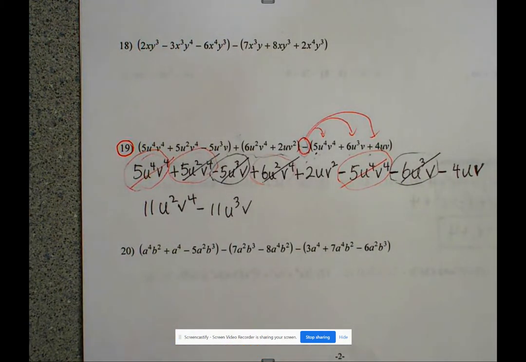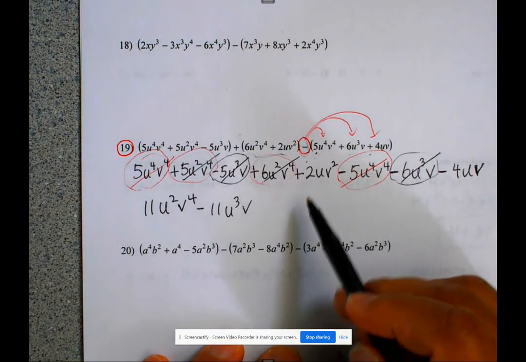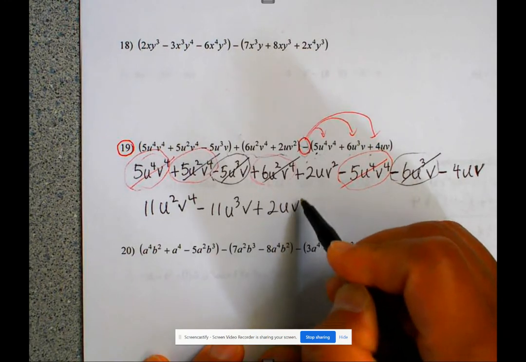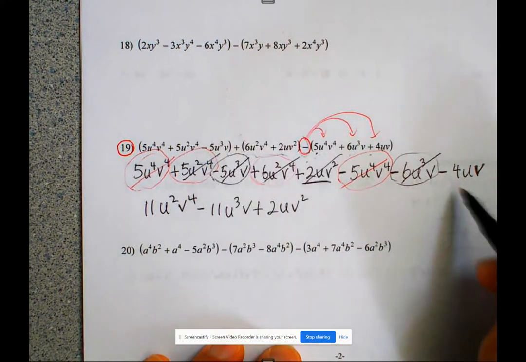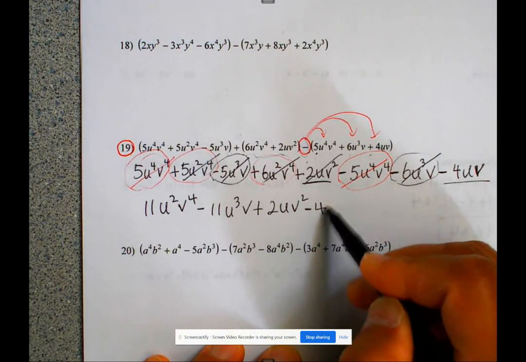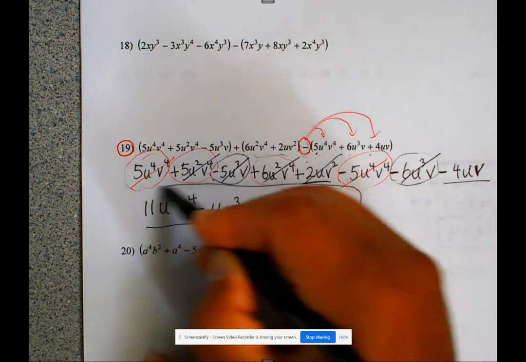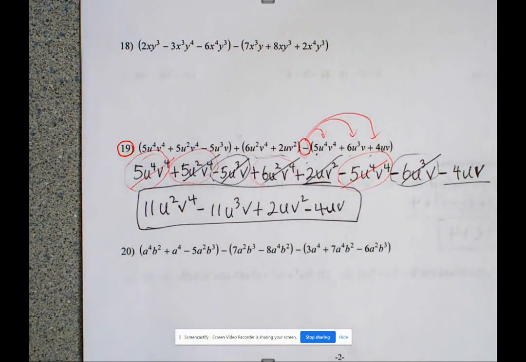All right, can someone else think about which ones to combine? Anyone else other than those three people? Anybody? There's nothing to combine, right? So you just have to put them in order. So next one will be 2uv to the second, which is that one. And the last one is minus 4uv. There it is. This should be your solution, or simplified form.